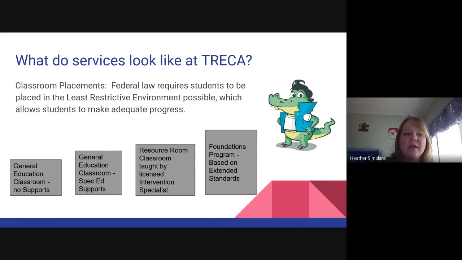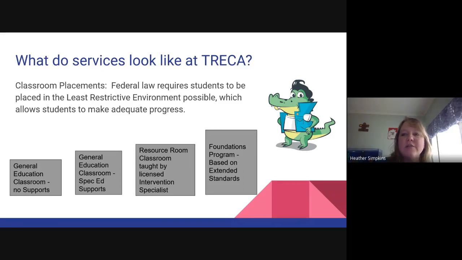A student on an IEP can start at the least restrictive, which would be the general education classroom with no supports. For example, if a student is on an IEP and they have a learning disability in reading, but they don't have a need or any disabilities in math, they could just be in their normal math room with no supports. And then we move up to the general education classroom with special ed supports.